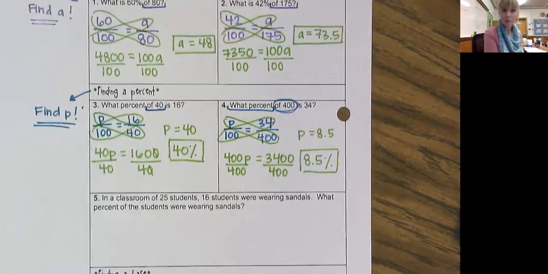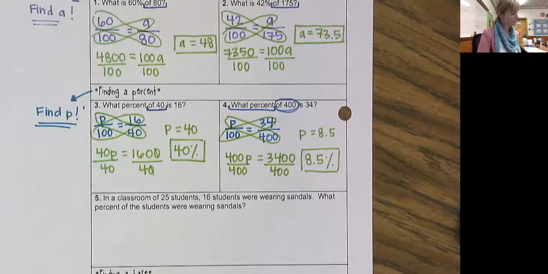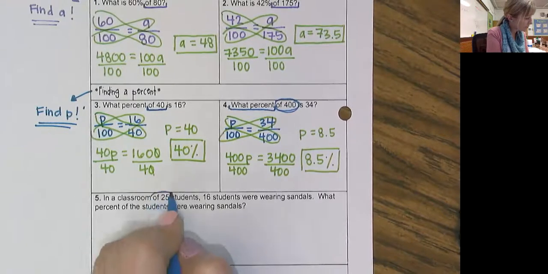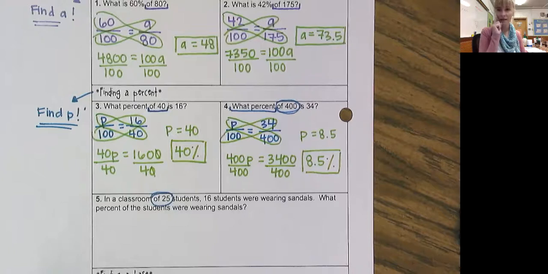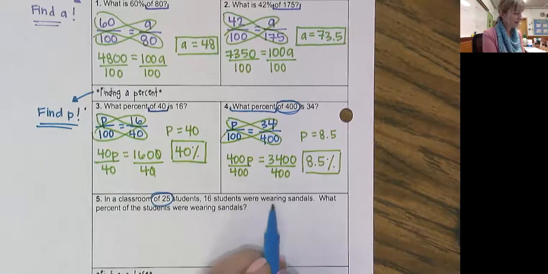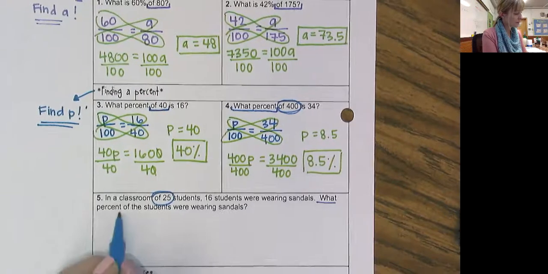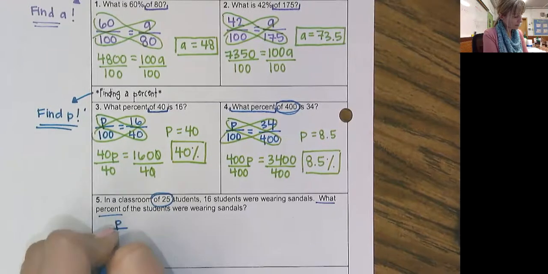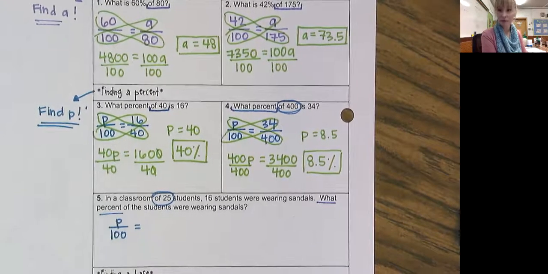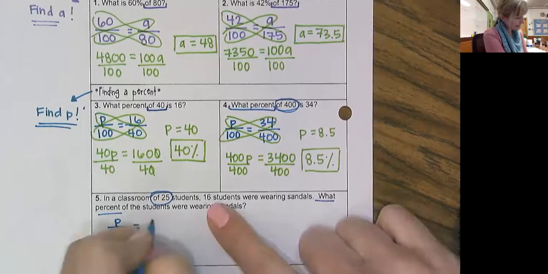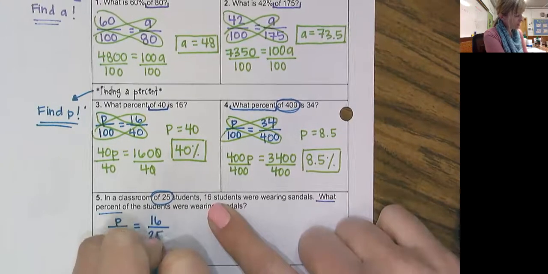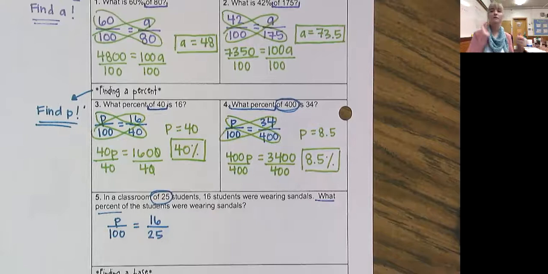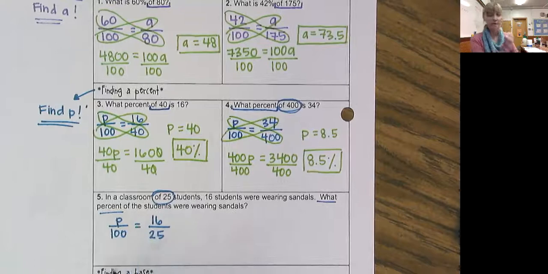Okay, you will have some word problems too, but it's all the same stuff. So look what this says. In a classroom of 25 students, right now that's saying to me that's my total. That's what it's out of. 16 students are wearing sandals. Here are the words: what percent of those students are wearing sandals? That means I'm missing the percent. So I'm going to start right away with P over 100, and then it's going to be 16 out of 25. Focus on which one sounds like the total, even if they don't always say the word "of," because sometimes they don't. Focus on which one it's out of, which one is the total.